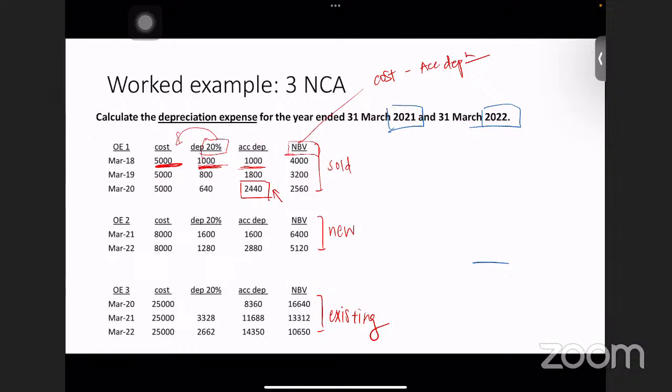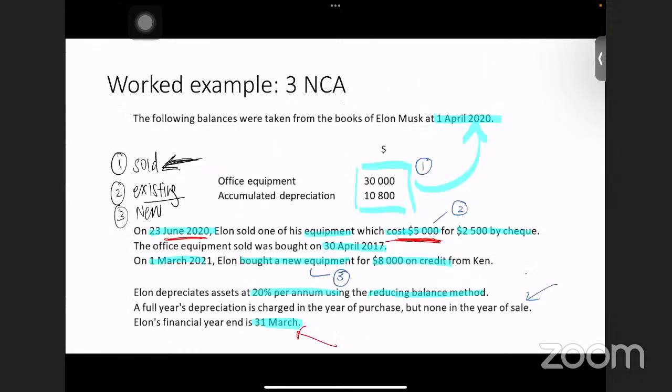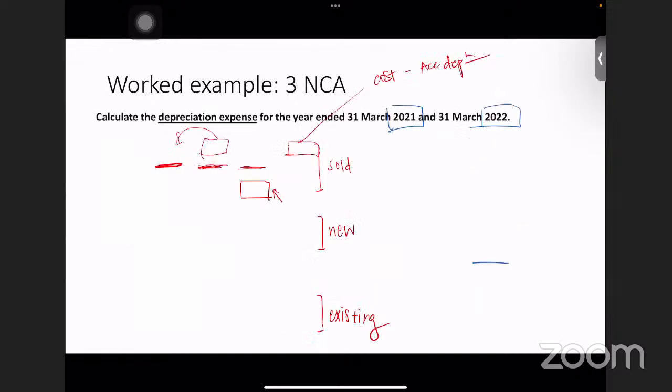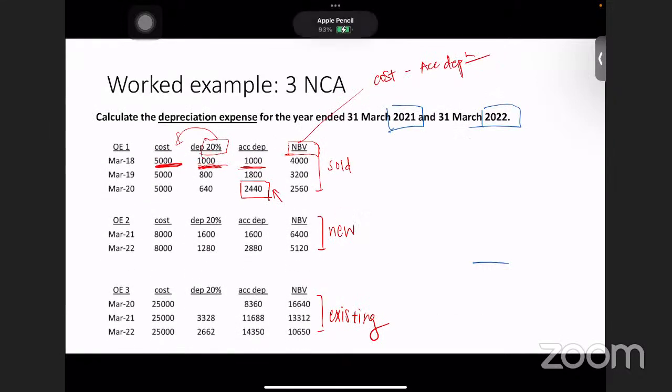Then for the second one, I put the new equipment. Very straightforward. The new equipment was bought on 1st March 2021 for 8,000. The concept is the same. It's brand new equipment, no accumulated depreciation, no NBV. So for the first year I will still take the cost. First year depreciation is also equal to first year accumulated depreciation.